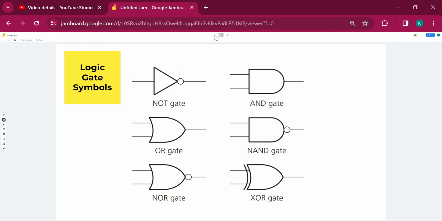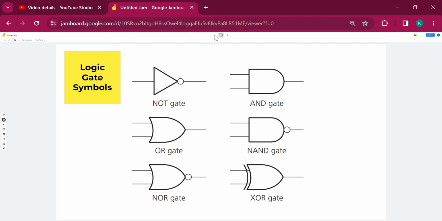Hi, dear students. The topic of today's session is logic gate symbols and how we can construct a logic circuit from logic gates. So let's start our session. In today's session, first of all, we will learn about the basic symbols of logic gates.